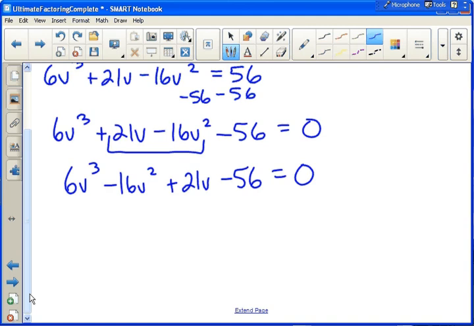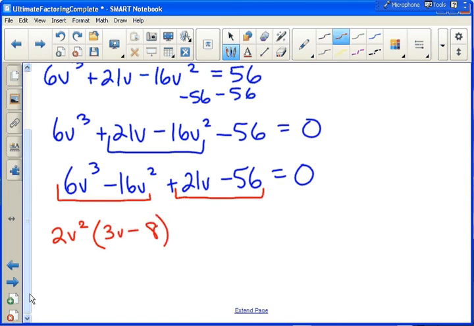So I'll group these in 2 pairs. 6v cubed and 16v squared. I believe the biggest thing they have in common is 2v squared. That leaves me with 3v minus 8. And 21v and negative 56 both have a 7 in common. That leaves me with 3v minus 8. Both of those terms have 3v minus 8, so I can pull 3v minus 8 to the front. That leaves me with 2v squared plus 7. And don't forget, you should be writing equals 0 on this.